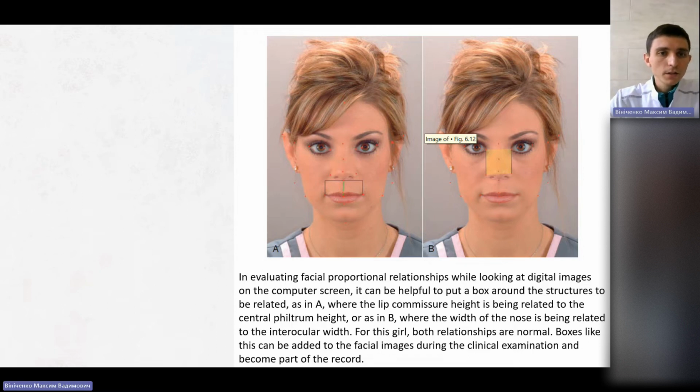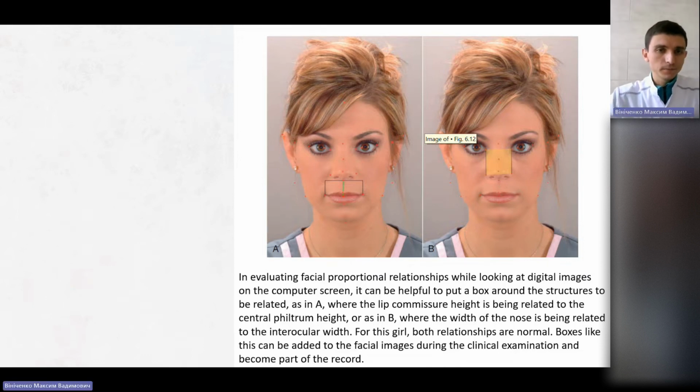In evaluating facial proportional relationships while looking at digital images on the computer screen, it can be helpful to put a box around the structures to be related. As in picture A, where the lip commissure height is being related to the central philtrum height, or as in B, where the width of the nose is being related to the interocular width. For this girl, both relationships are normal.